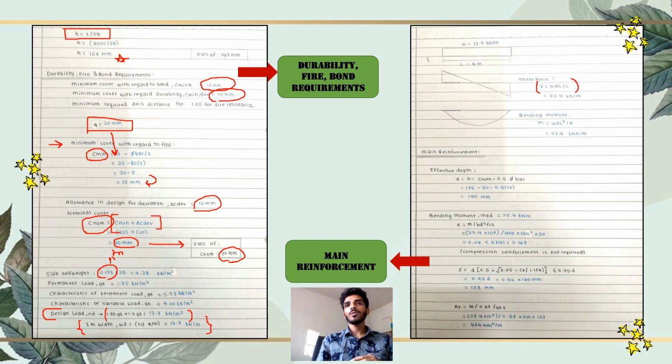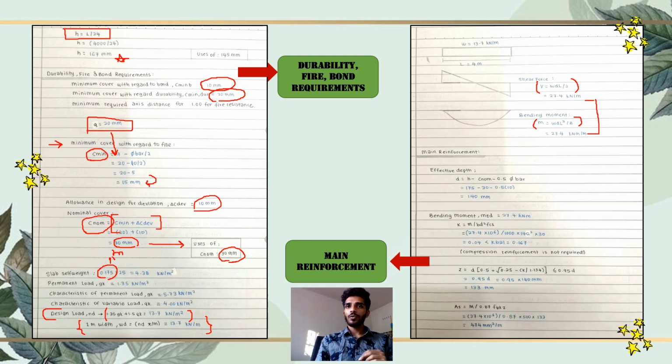And for the bending moment, we also have a specific formula as well. M equals WDL square divided by 8. So what we will get is the same as with the shear force. We can see that it is 27.4 kilonewton meter per mm.